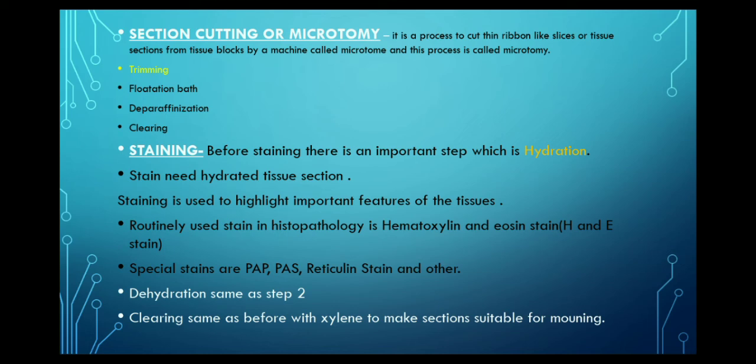Now for further process, we have to remove the water again. So the next step is dehydration, which is the same as in the second step. We have to use alcohol in increasing concentration from 30 to 90%, and then absolute alcohol. Then after dehydration, we have to do the same step. That was the third step, clearing, which is done with the help of xylene to make the sections suitable for mounting. So the eighth step is mounting.